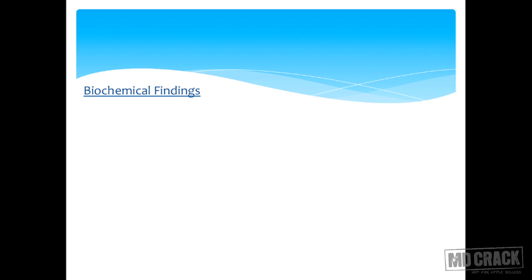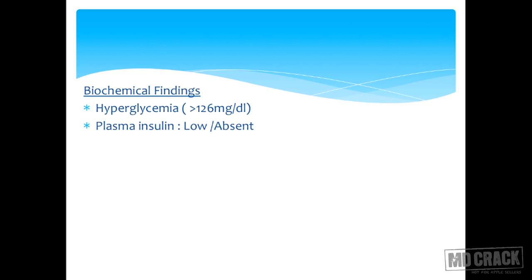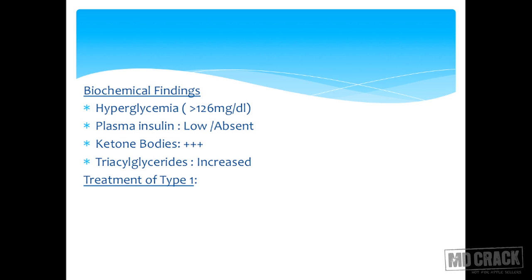So let us look at the biochemical findings that you can see. Hyperglycemia is seen. That is a natural thing. Diabetes means more than 126 milligrams per dL. Plasma insulin may be low or even absent. Ketone bodies will be present. Triglycerides will be increased. So what is the type of treatment that can be given? Usually exogenous insulin is what is recommended for type 1 diabetes mellitus.